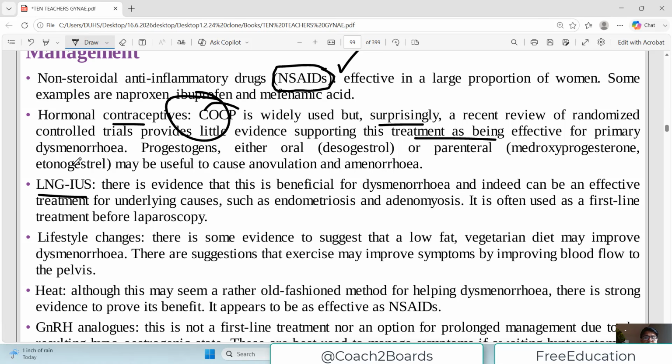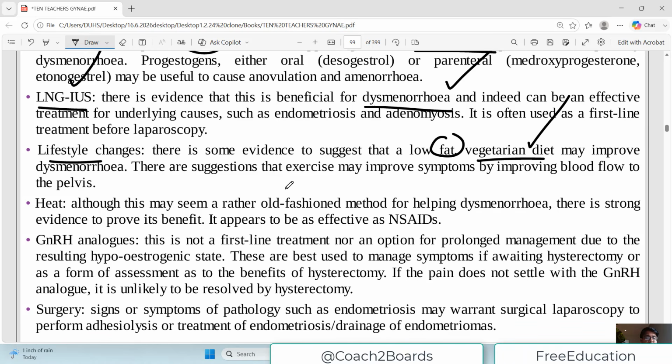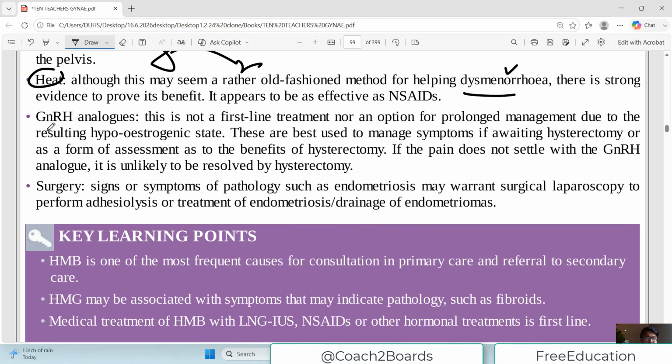LNG IUS, which I mentioned above for HMB, there is evidence that this is beneficial for dysmenorrhea as well. Lifestyle changes: some evidence suggests that a low-fat, more vegetarian diet improves the pain. Heat, although this may seem a rather old-fashioned method, helps dysmenorrhea and is still used. Heat packs are used to alleviate the pain symptoms.